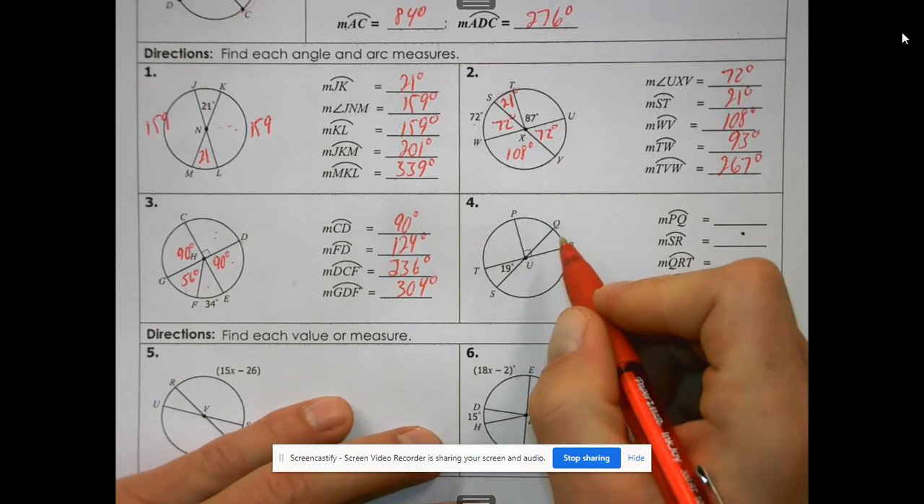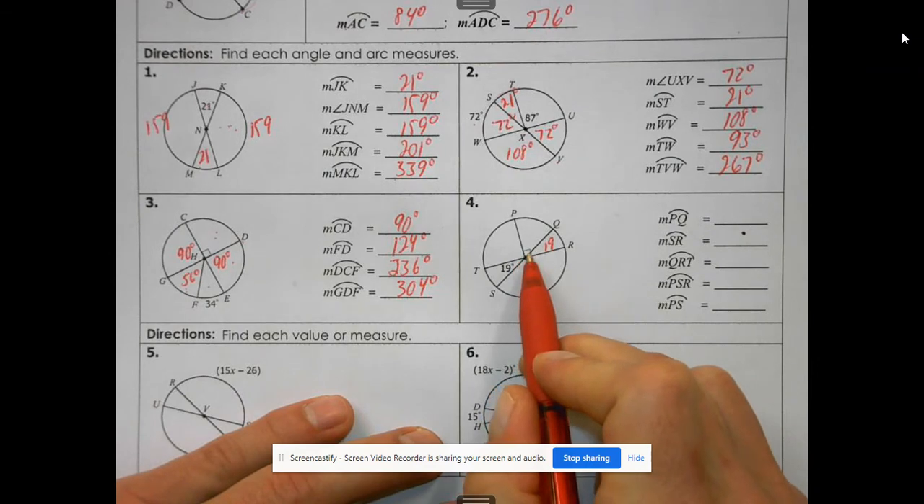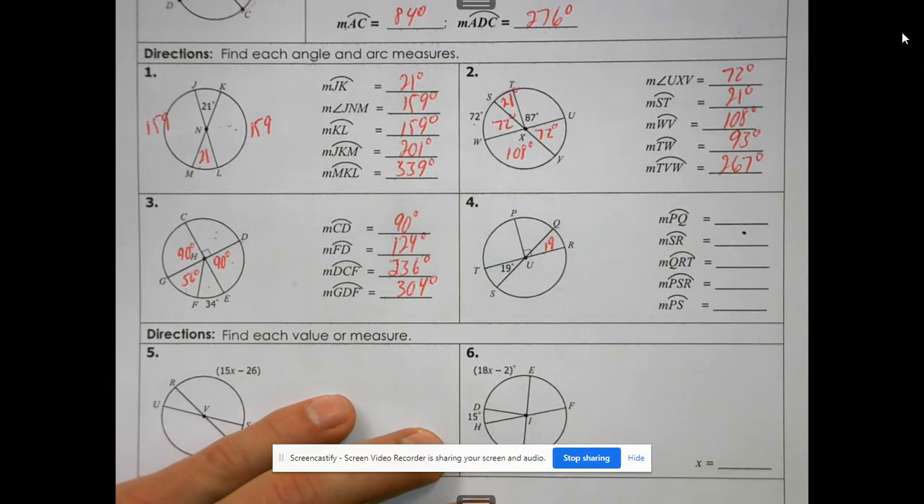Fill in some pieces. Vertical angles, 19. This whole thing is 90. So 90 minus the 19.